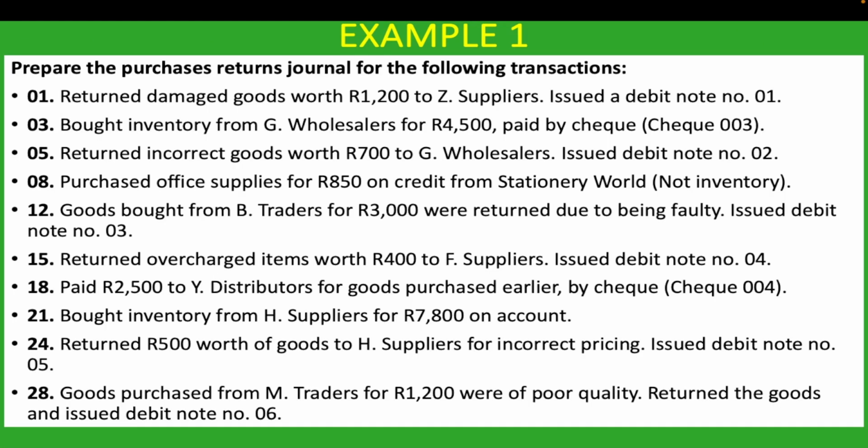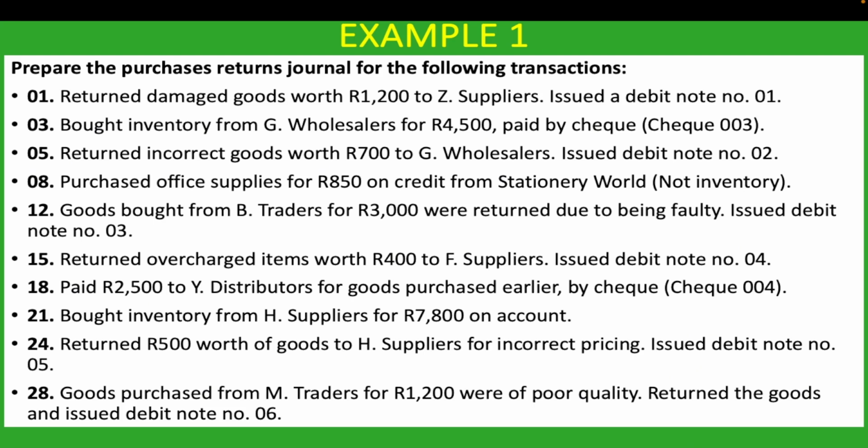So let's look at it on the 1st. Here they didn't give us the month, but let's assume that it's October 2024. So it's the 1st of October, although we won't put the month in our journal, but we will put the day as I mentioned earlier. Returned damaged goods worth 1,200 Rand to Z Suppliers, issued a debit note number 01. Returned goods to Z Suppliers.